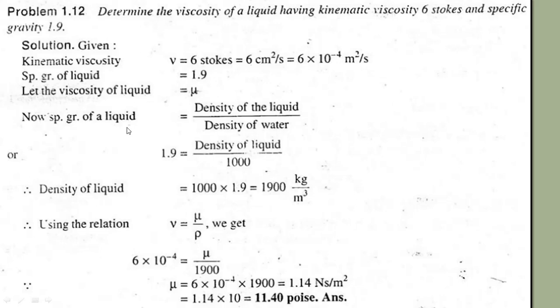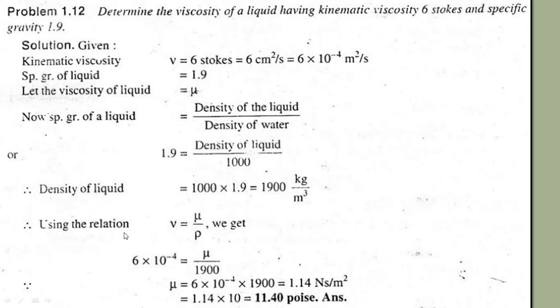Now, what is the formula for specific gravity of liquid? The specific gravity of liquid is equal to density of liquid divided by density of water. Density of water is 1000 kg per meter cube. So density of liquid divided by 1000 is equal to specific gravity of the liquid. So it will be 1900 kg per meter cube.